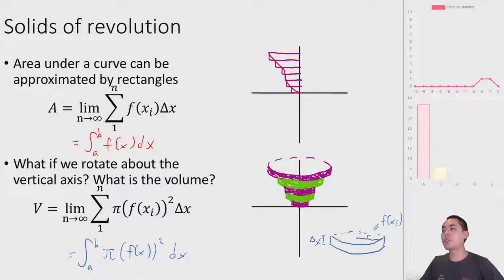Yeah, so here we're assuming the vertical axis is the x-axis. I drew it this way just because it's a little bit easier to see the rotation this way. You could also think of a rotation around the horizontal axis, or any axis for that matter.